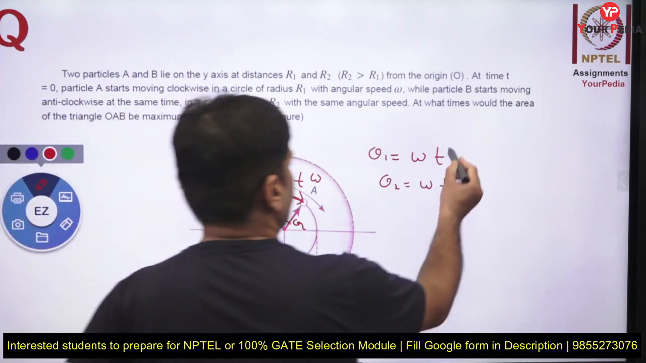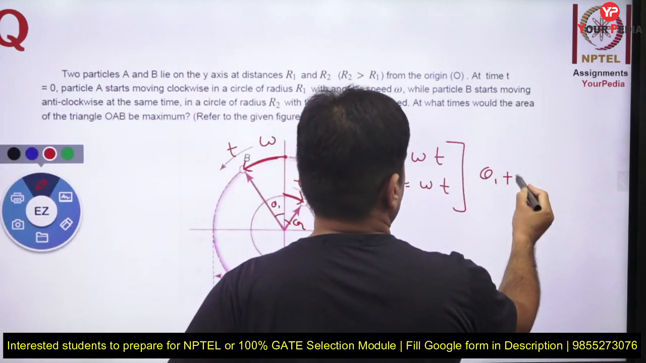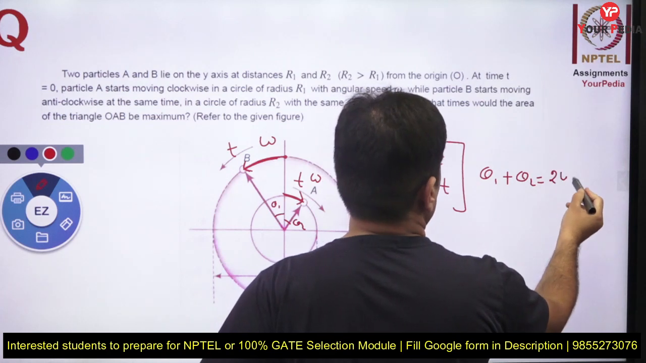So what is the total angle, can you tell me now? Theta 1 plus theta 2? Theta 1 plus theta 2 is 2 omega into t.